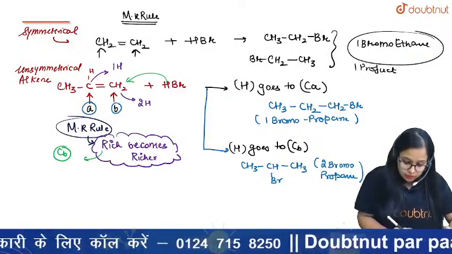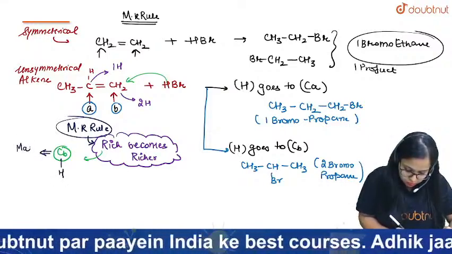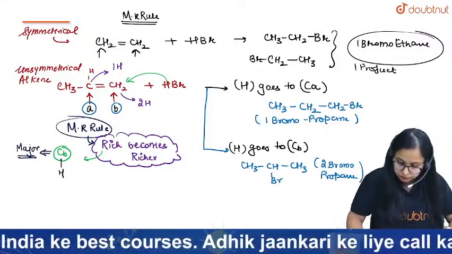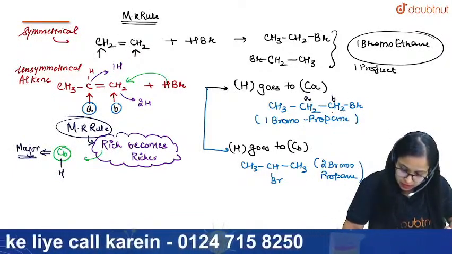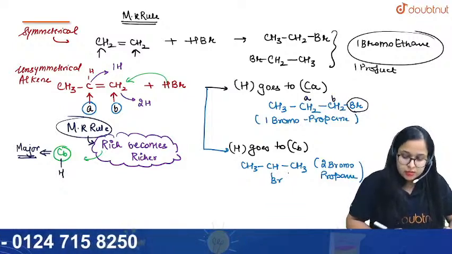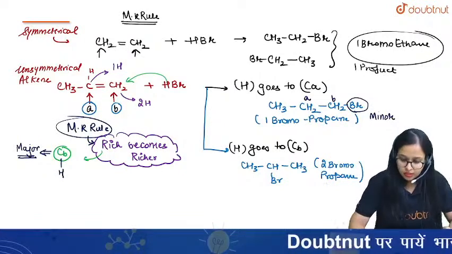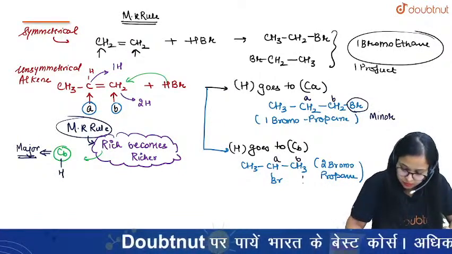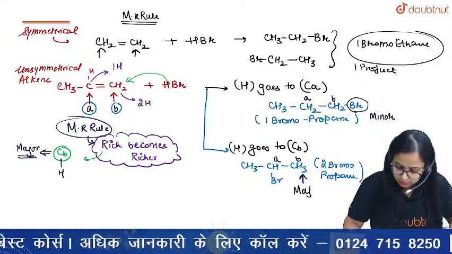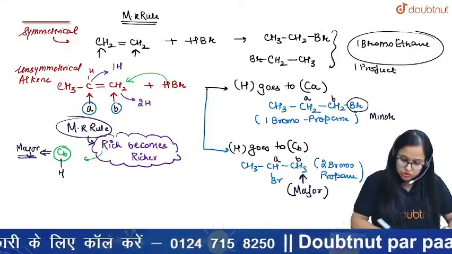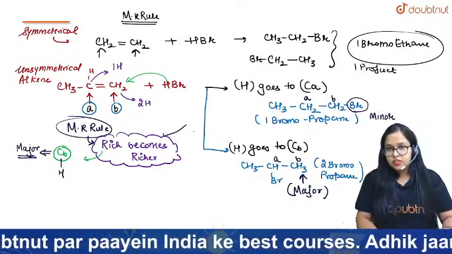So this product where hydrogen goes to carbon number B is the major product, right? If I see here, this is carbon number A, carbon number B. Carbon number B has Br attached to it. This is the minor product because we have to make the rich carbon richer. This is carbon number A, this is carbon number B. The hydrogen is added to carbon number B and it has become richer. This is major. So this was the Markovnikov rule. You can remember it in this way. You will never forget it in your life, right?